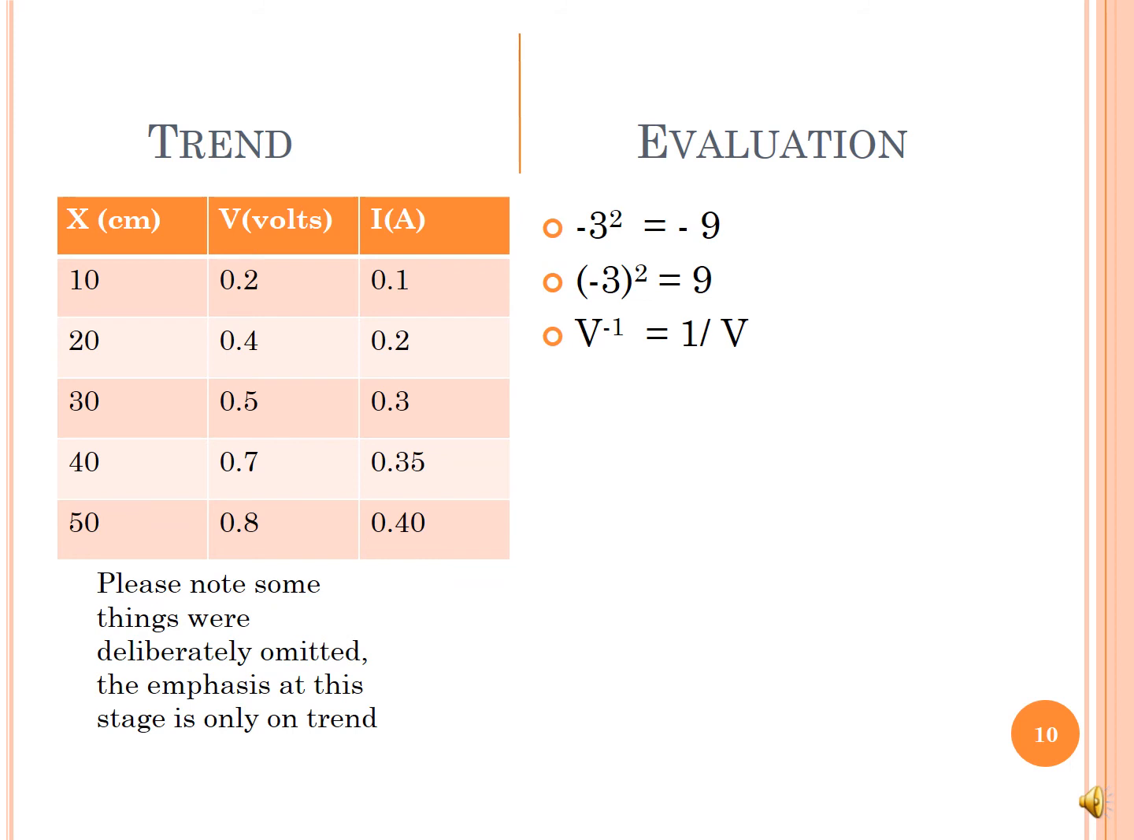Evaluation. Various evaluations are given to us in physics practicals, and most times students find misconception in these areas. -3 square is -9, and bracket -3 close the bracket square is 9. V inverse is the same thing as 1 over V. These and more under evaluation students find challenging.